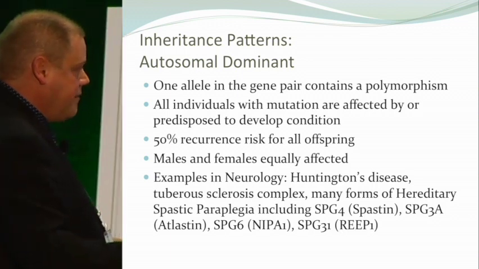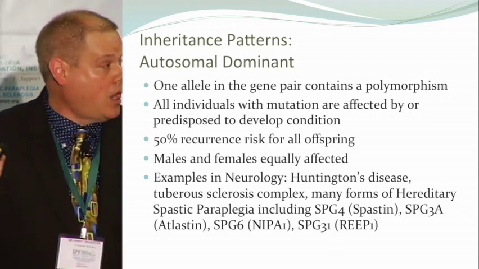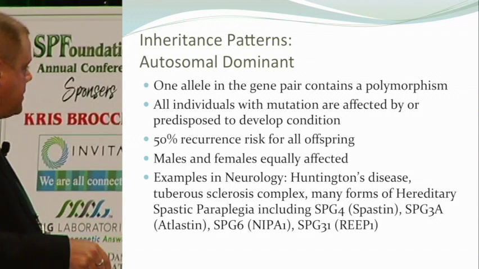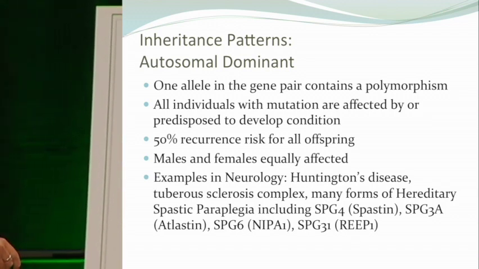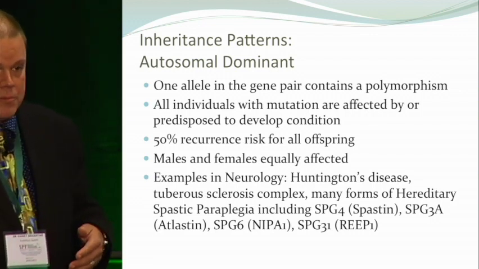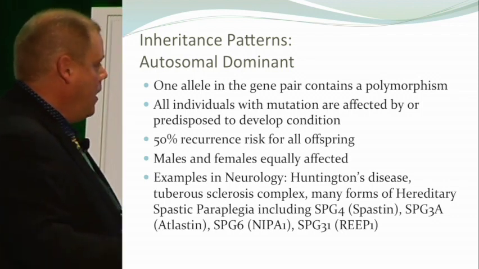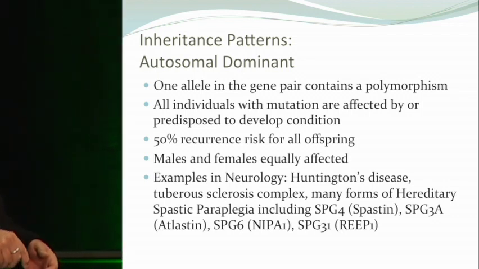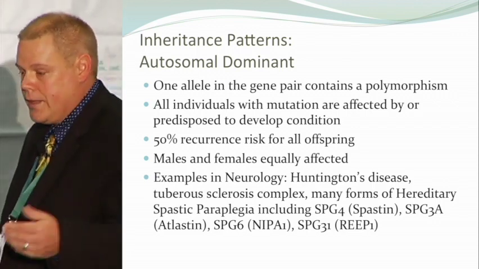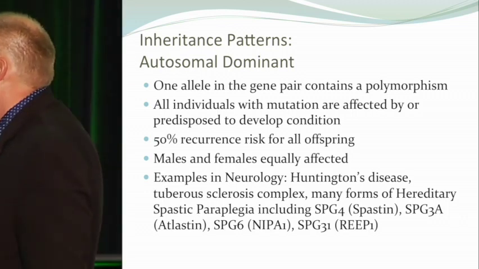Males and females are equally affected. Why? Because it's not on the sex chromosome. We're talking about autosomes. Good. Examples in neurology are the devastating disease Huntington's disease, tuberous sclerosis (TSC), and many forms of hereditary spastic paraplegia, including some of the most common forms: SPG4 or spastin, SPG3A or atlastin, SPG6 or NIPA1, SPG31 or REEP1. So those are some of the most common forms. The list goes on quite long. Most of these common diseases are autosomal dominant.